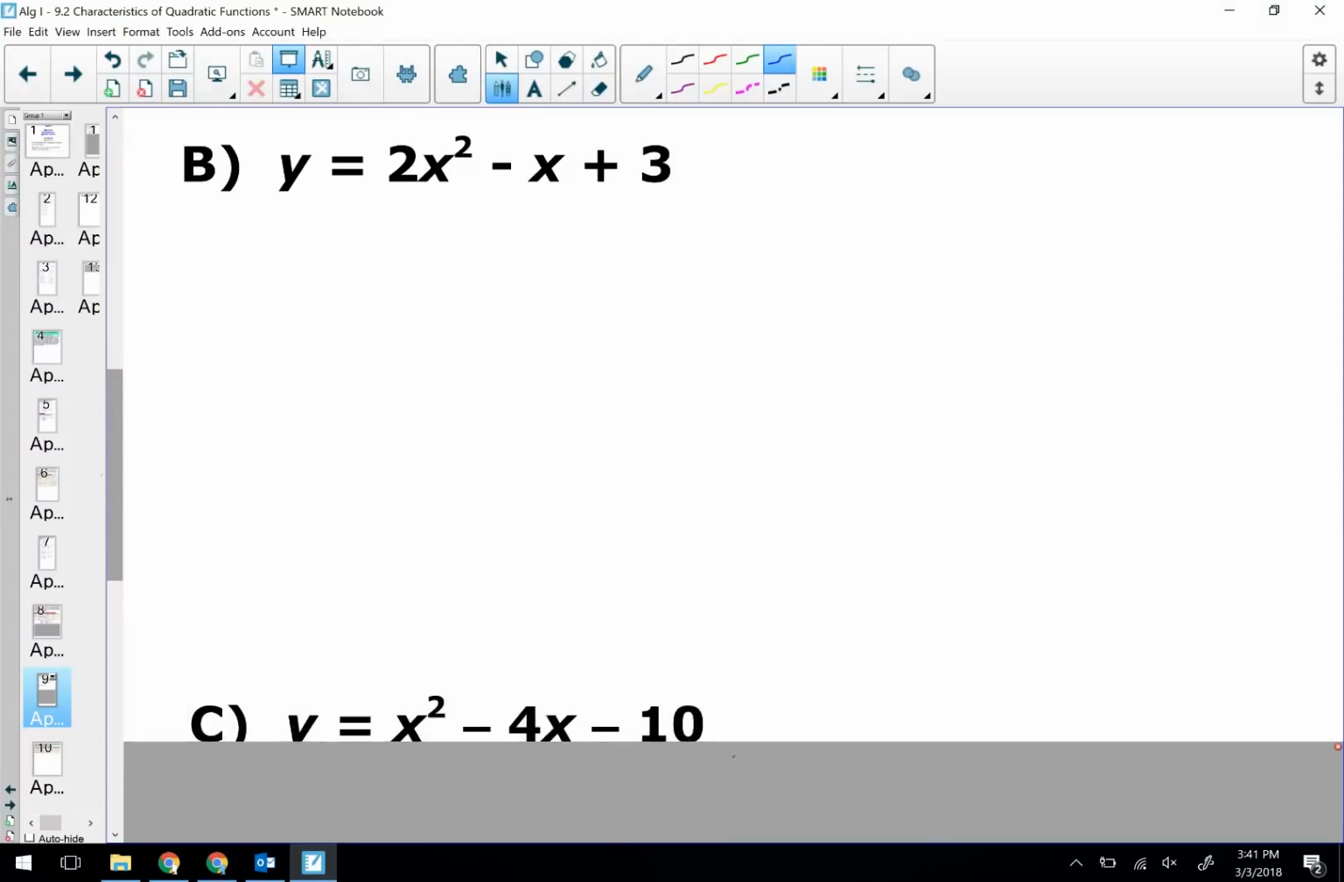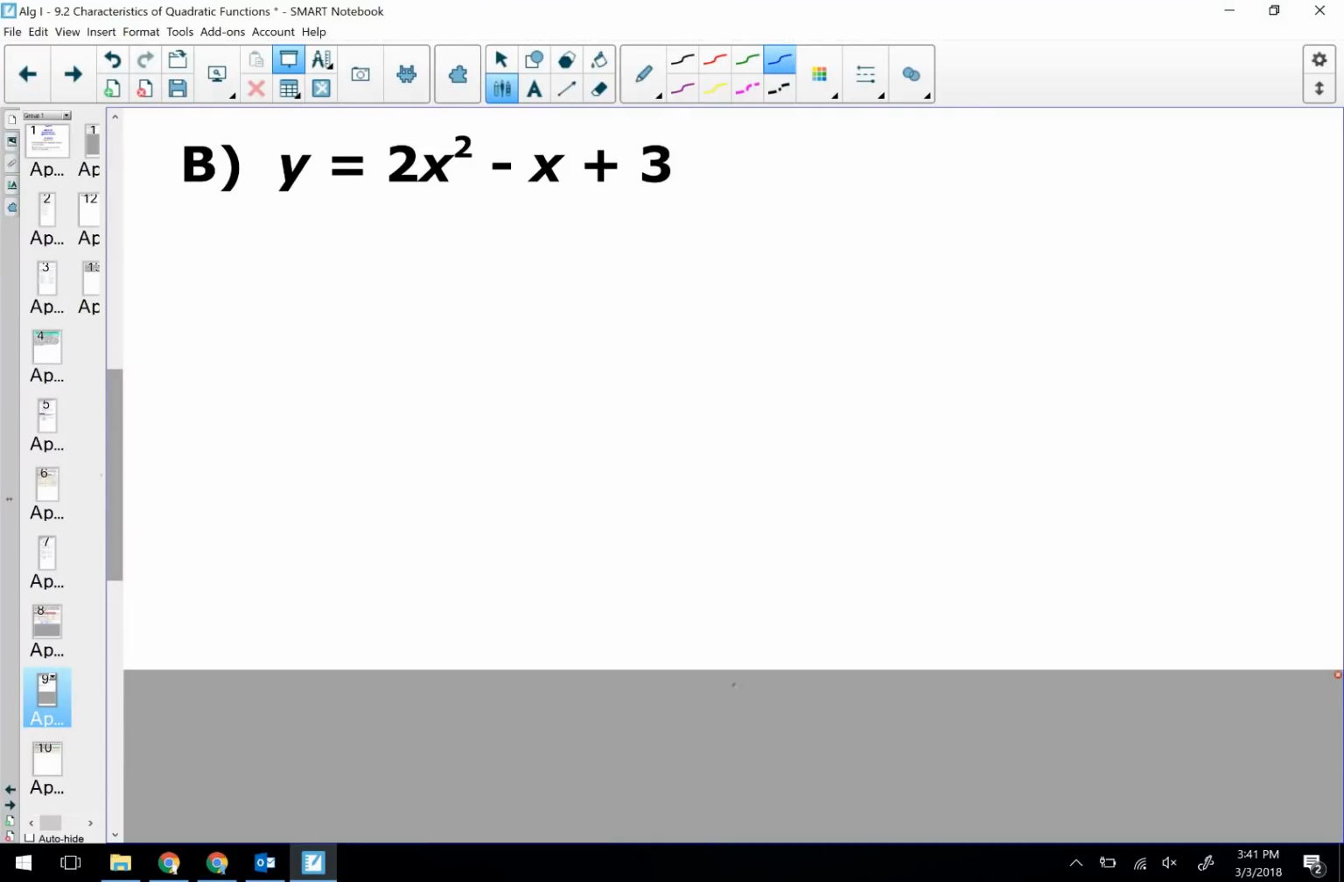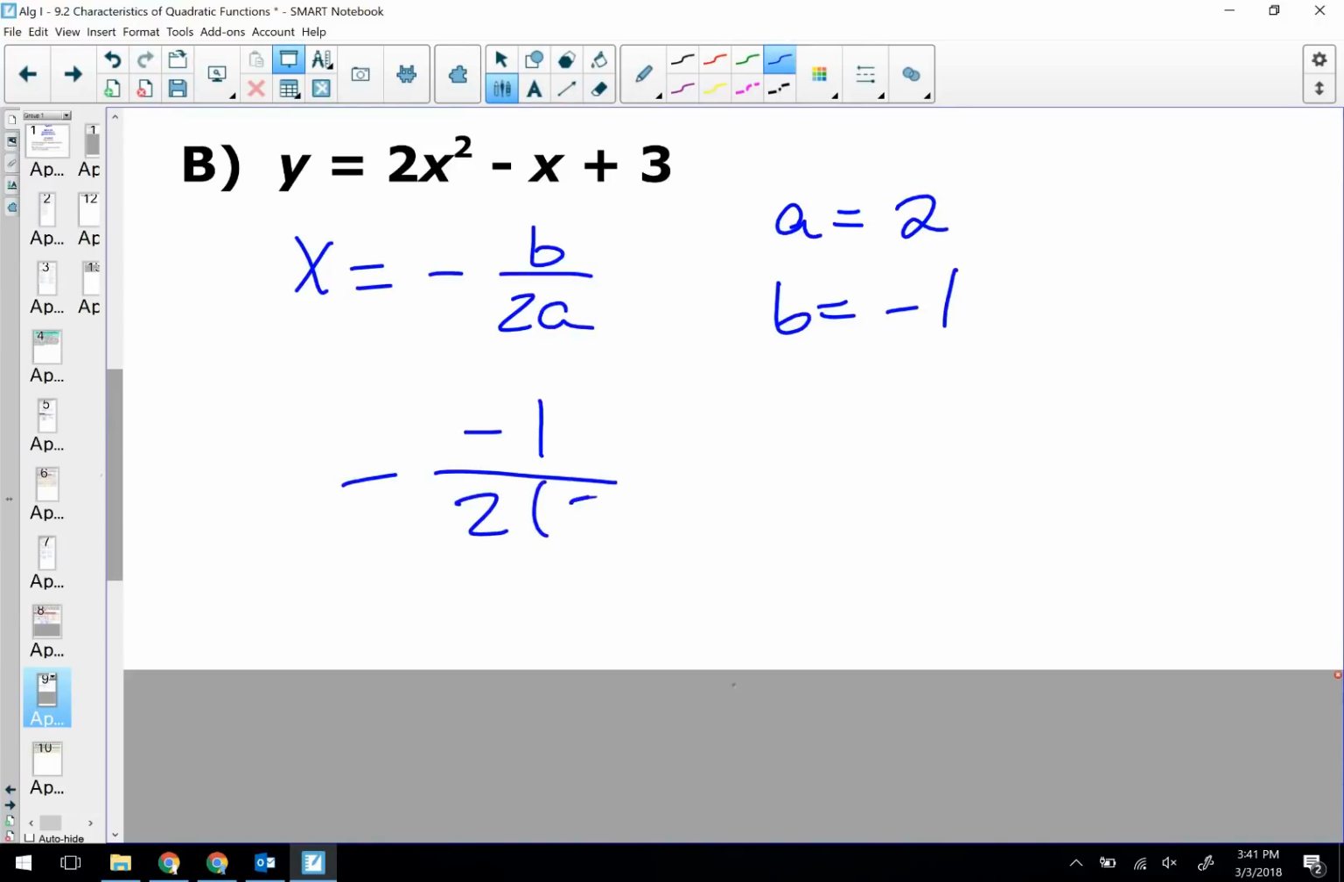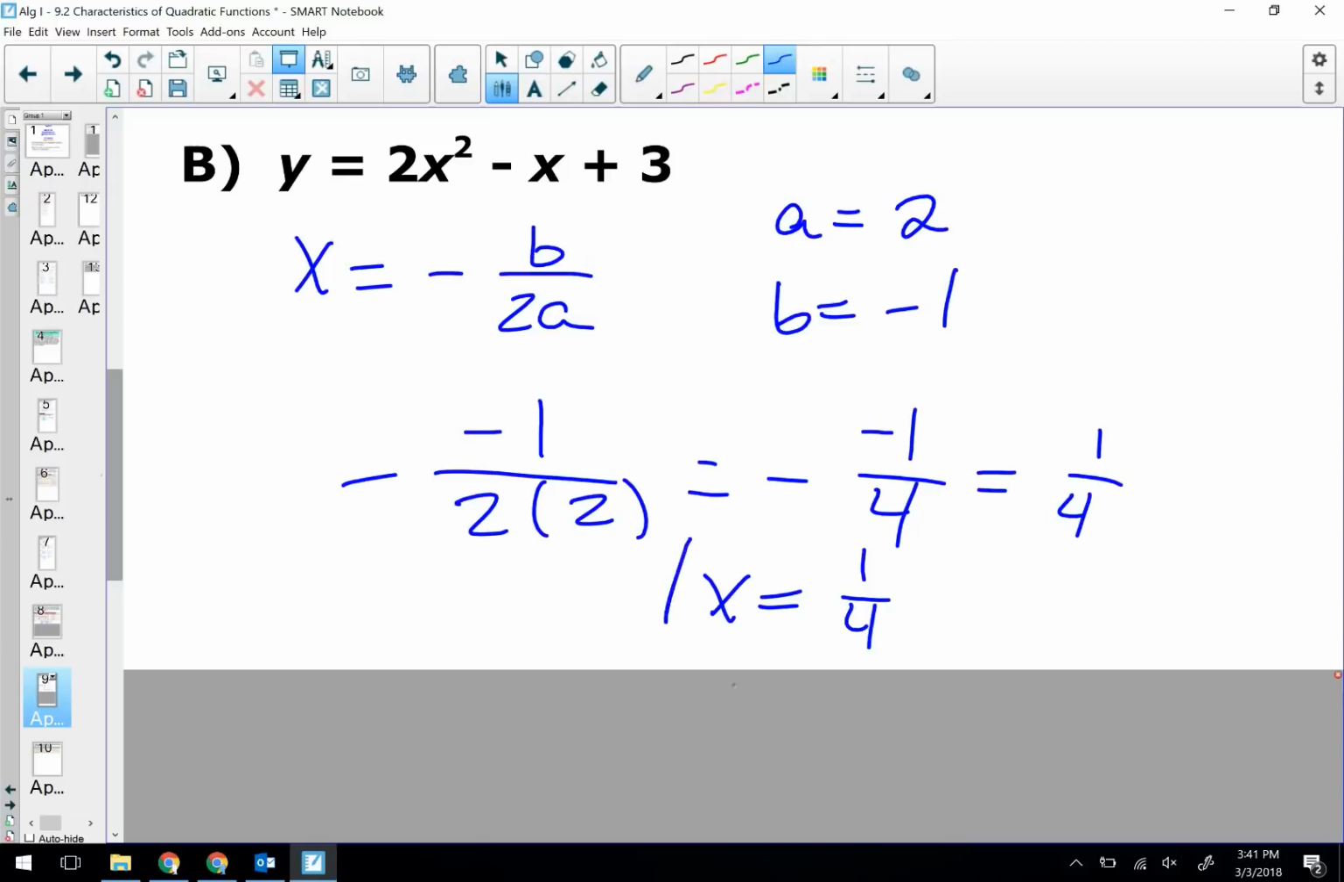Take a look at another one here. If you feel confident with it, pause it and try it. So it's x equals negative b over 2a. Let's identify a and b. 2 is my a, negative 1 is my b. Negative b over 2a: negative 1 over 4. Negatives cancel out, 1/4, so it's x equals 1/4.